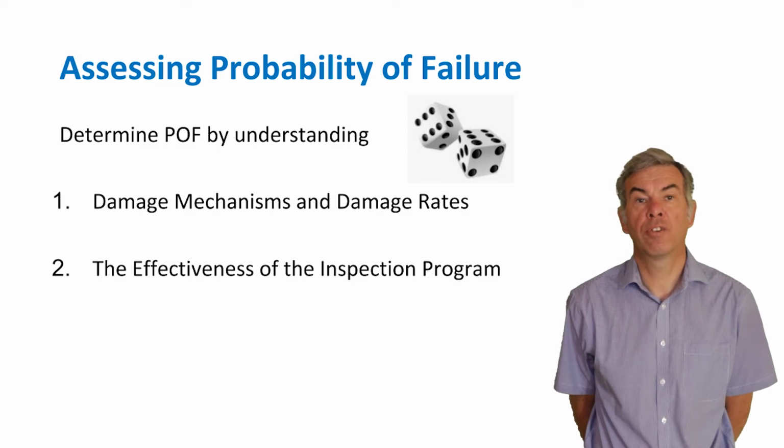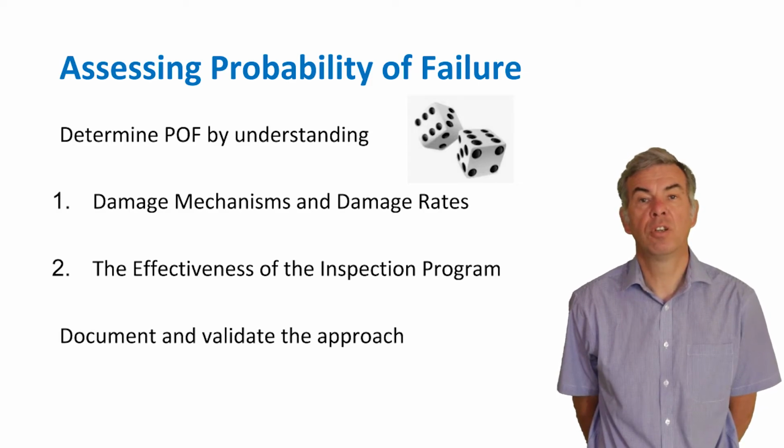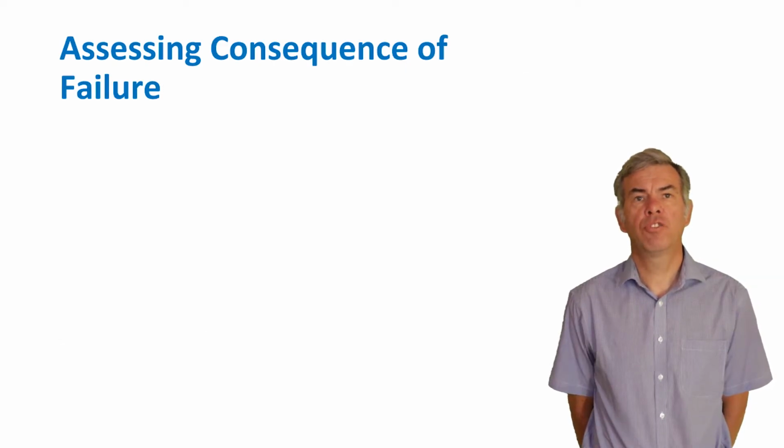It could be categorised as high, medium or low, or on a scale of 1 to 5. Using a quantitative approach, it should be possible to calculate damage rates and evaluate the effectiveness of the inspection regime. Whichever approach is taken, it needs to be documented and validated so it can be repeated. Now we understand how the equipment might fail, it should be possible to estimate the consequence of the failure.